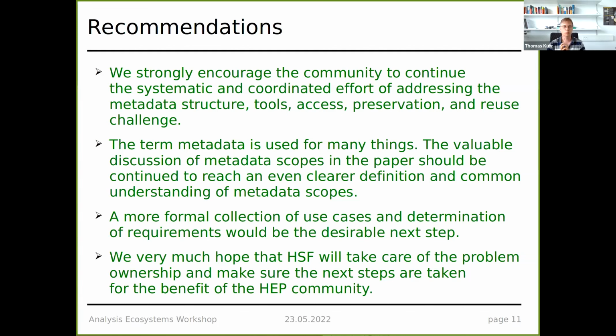I think it's important that we really agree on a common language and common understanding. And then a more formal collection of use cases and determination of requirements would be the desirable next step. And we very much hope that HSF will take care of the problem ownership and make sure the next steps are taken for the benefit of the HEP community. Thanks.